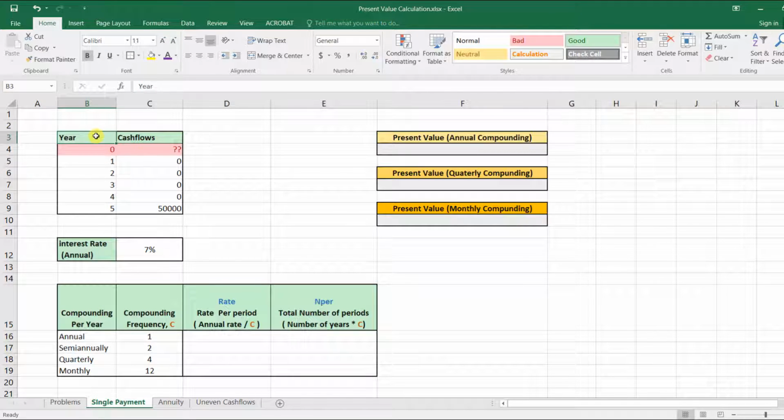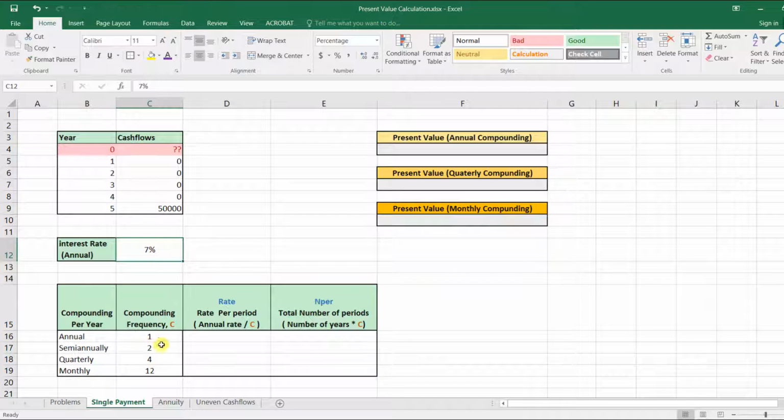Alright, this is our first problem where we'll see how to calculate the present value of a single payment that is made in the future. So in our case, there is a $50,000 payment after 5 years and there are no other cash flows in between. So we need to calculate just this $50,000 present value. Now the interest rate for this problem is 7% annually.